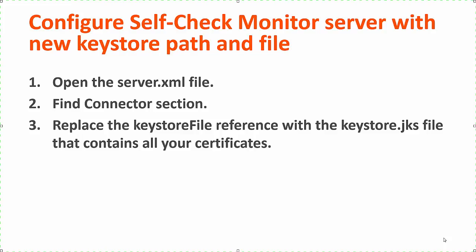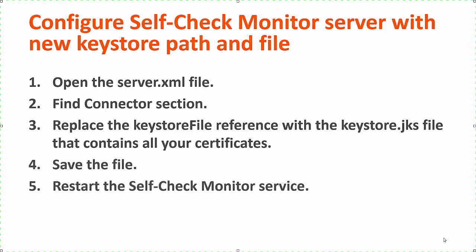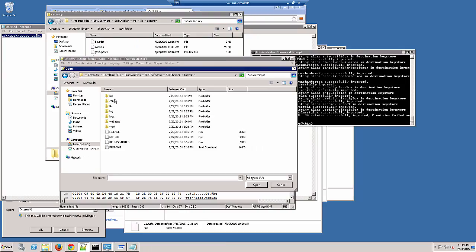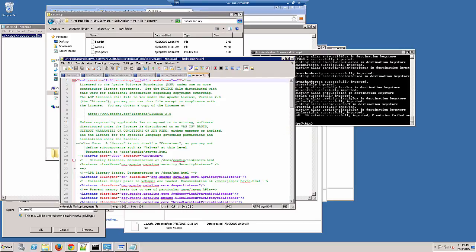Just to summarize, we are not using the default self-signed certificate. Instead, we're using a third-party SSL certificate that's been imported into your keystore. Save the file and restart the Self-Check Monitor service, that is BMC CLM Health. Here are the actual steps. Locate and open the server.xml file.